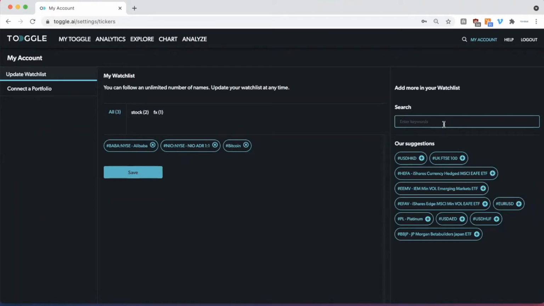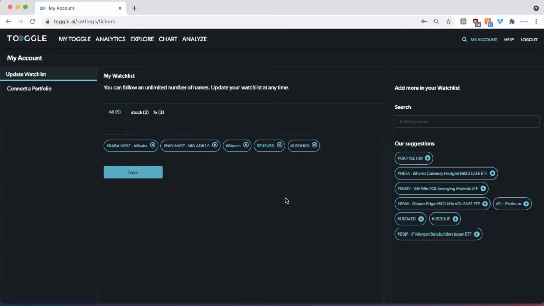Next, the system also suggests assets which it thinks you could be interested in based on what you answered in the onboarding questionnaire. So I can also add Euro to USD insights and USD to Hong Kong dollar insights as well, things that I would like to be informed about whenever an insight is released. Once I've added those assets to my watch list, I'm just going to hit save. And now the system knows, whenever an insight regarding these assets is released, I will be notified by it.